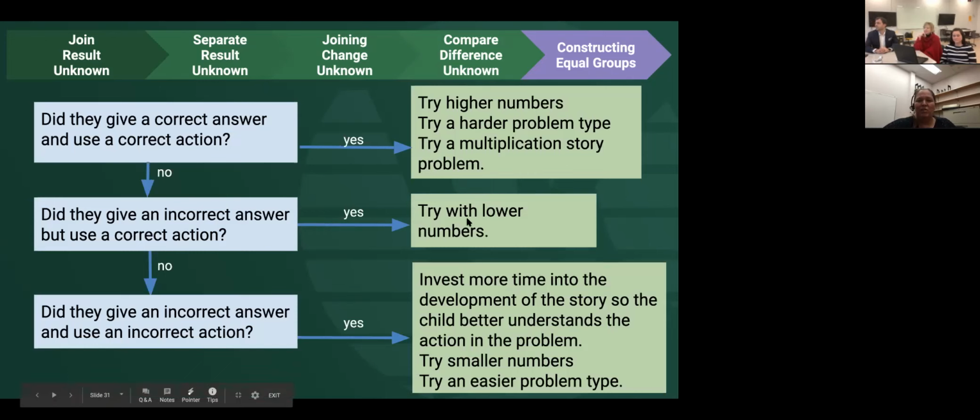Now I did want to say that with the equal groups problem, even though we put it over on this edge of the screen, it's actually easier for students to do than probably even the join, change, unknown, especially with small numbers. Even though it's all the way over here on the right, we put it there because it's heading towards multiplication, but it's certainly easier than the compare, and probably easier than the join, change, unknown for most kids. So keep that in mind when you're planning out your choices.